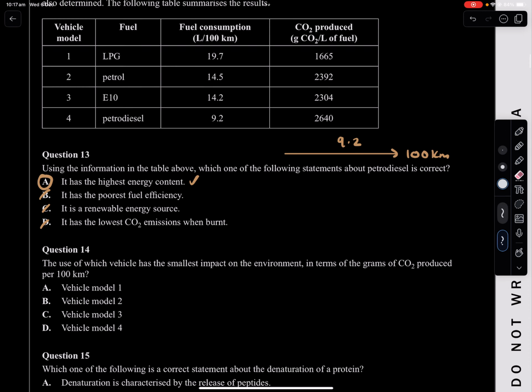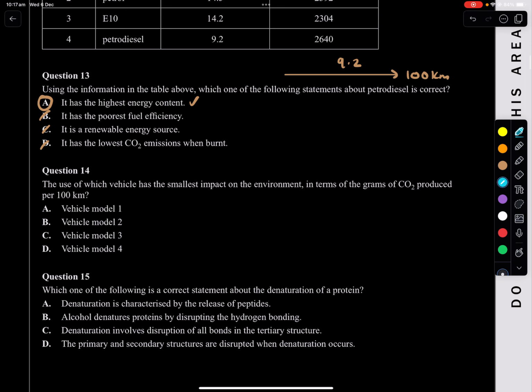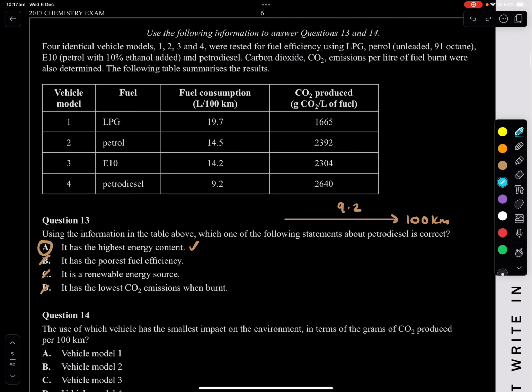Nice and easy. Next question. Question 14. The use of which vehicle has the smallest impact on the environment in terms of grams of CO2 produced per 100 kilometers? Nice and easy, actually, because let's look at this. This is what we want. This is grams of CO2 that will be produced for each fuel per liter. We know the amount for 100 kilometers, so let's actually calculate.